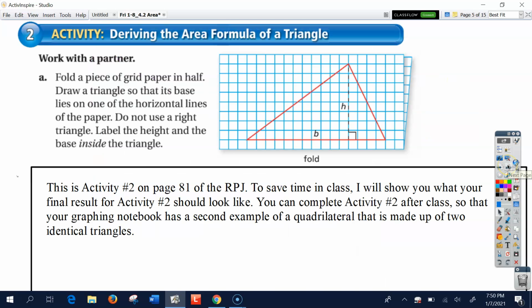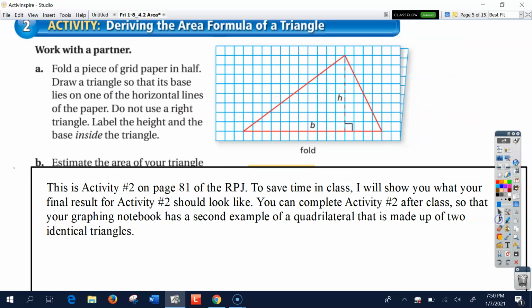Okay, so on the same page, there's activity 2. On the same page of your Record and Practice Journal. This time you're going to make a different triangle. What it says is do not use a right triangle. So what I don't want you to do is a triangle like this that has a right angle. So notice the triangle that they're showing as an example, it's not a right triangle. If you go from the top to the bottom, you see the perpendicular side there, but that's not an angle in the triangle.